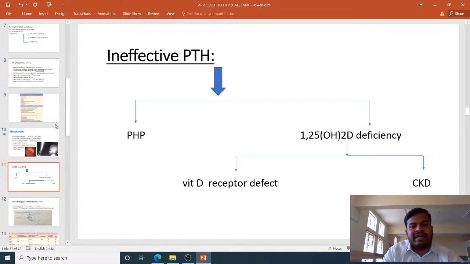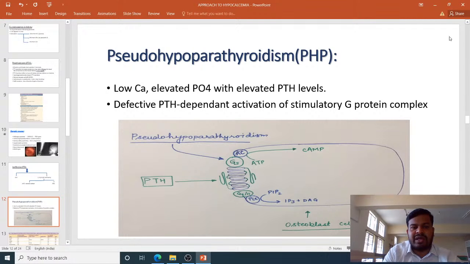If there is inactive parathyroid hormone, then there is pseudohypoparathyroidism, or there can be vitamin D deficiency. Vitamin D deficiency can be due to a vitamin D receptor defect, or due to CKD. In pseudohypoparathyroidism, there is low calcium and elevated phosphate with elevated parathyroid hormone levels. So why is it called pseudo? Because the calcium is low and phosphate is elevated, but still the parathyroid hormone levels are elevated, due to defective parathyroid hormone dependent activation of the stimulatory G protein complex. This is why it is called pseudo.